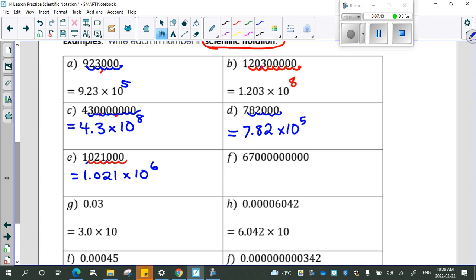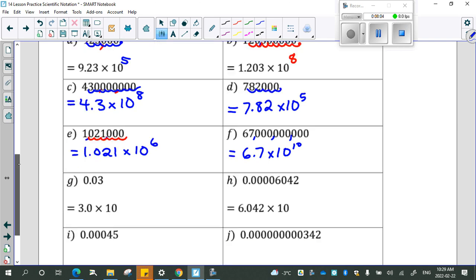Okay, let's look at this. 3 zeros and then 3 more zeros and then 3 more zeros. So that's 67 billion. Who has that written in scientific notation? Yep, perfect. 6.7 times 10 to the power of 10. All right.